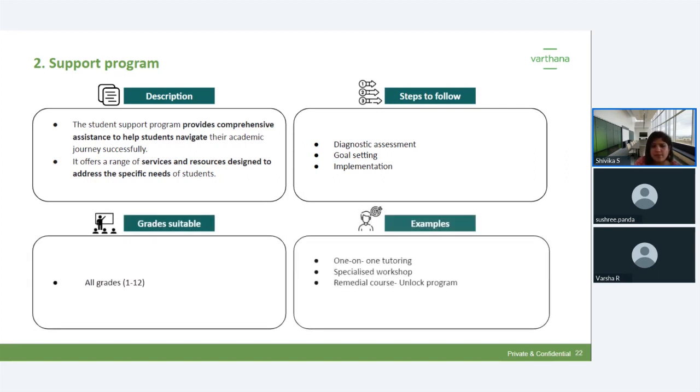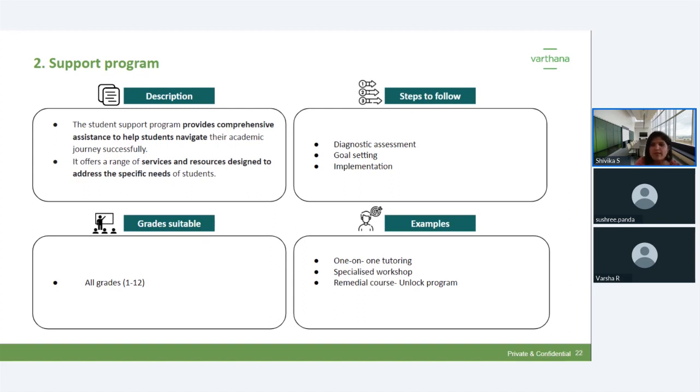Some examples of support programs can be, you can help students engage in one-on-one tutoring depending on the need. So for example, if a student is not doing well in maths, maybe you can call the parents and ask them to get external support for the student, or maybe you can assign one teacher within the school, or maybe you can assign a buddy in the classroom who is able to support the student in learning the concept.